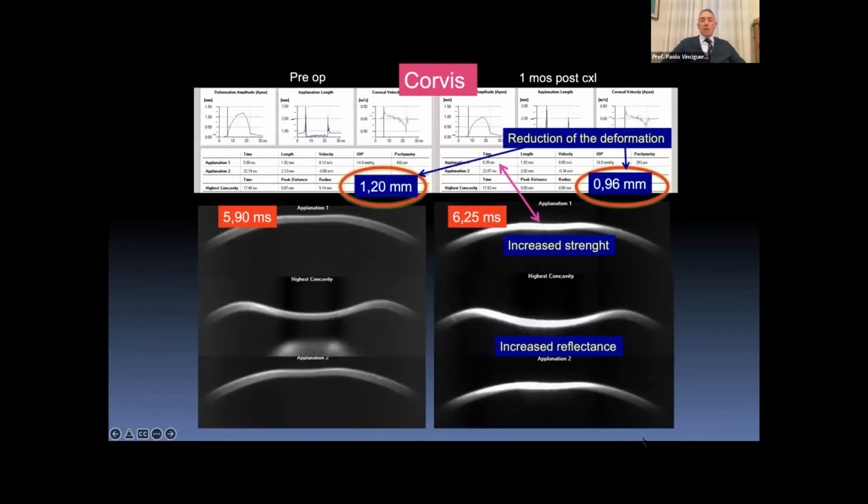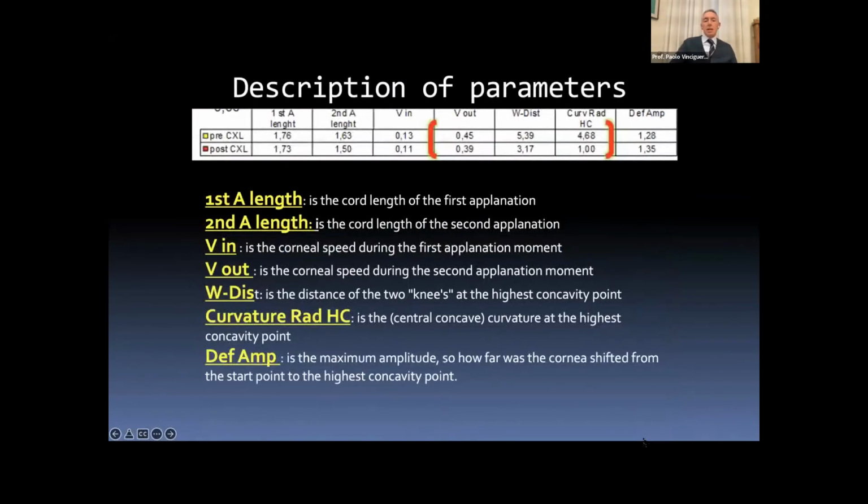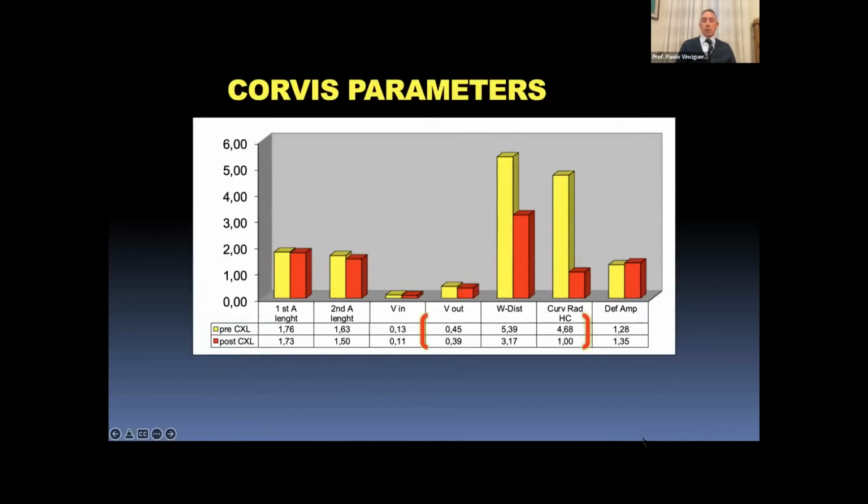Now, let's see also the biomechanics. The biomechanics improve so much over time. We did not have at that time all the indices that we have developed now, so we are not able to show you much more than this, but we have improvement of basically the deformation amplitude at 1 millimeter with respect to the general deformation amplitude, and the highest concavity radius improved so much.